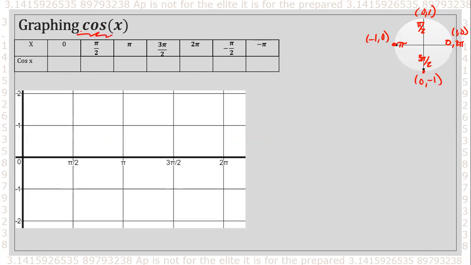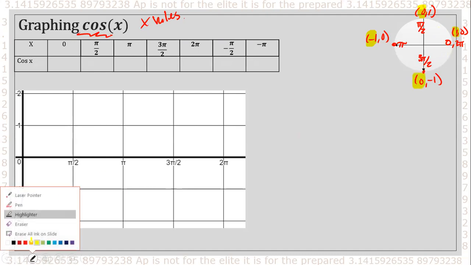So cosine is going to be my x values. I'm going to highlight them to make it easier on me. So I got 1 at 0, pi over 2 gave me 0, pi gave me -1, 3 pi over 2 has a 0 for the x value, and then 2 pi gave me that same 1. Okay, so let's go ahead and plot these points.